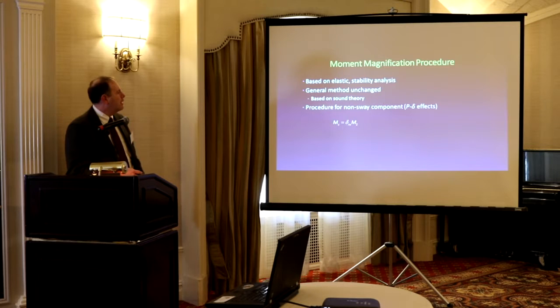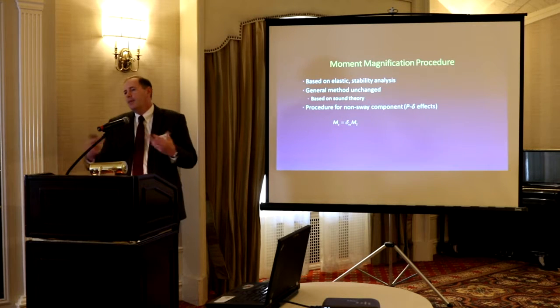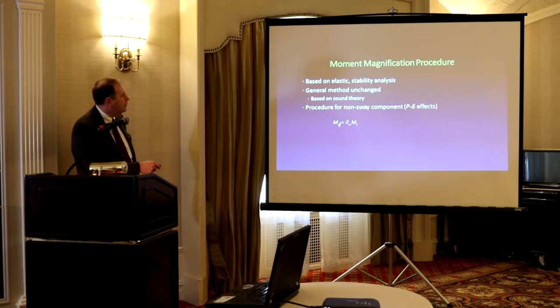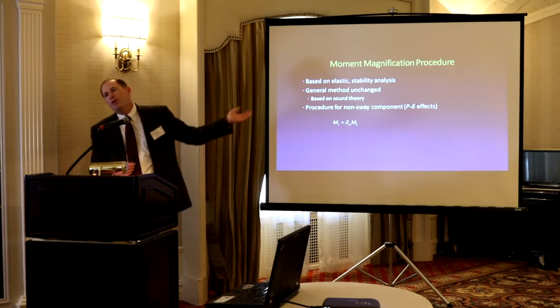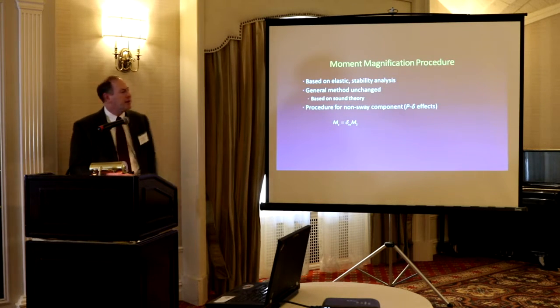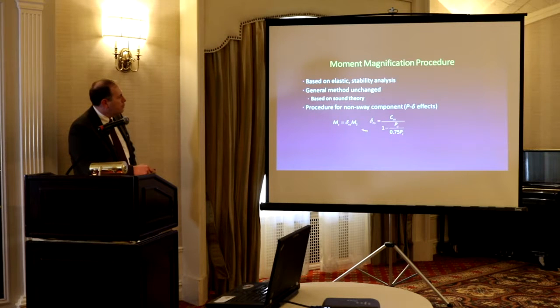So it's a sound theory, and we take the moment that we get out of the analysis, and we're going to amplify it with this magnifier, delta non-sway. So I'm looking between the ends, that's the non-sway multiplier. The sway multiplier, if you were looking at that, is only at the end. This multiplier, classically, is 1 over 1 minus P over P critical. It'll look a little different here.